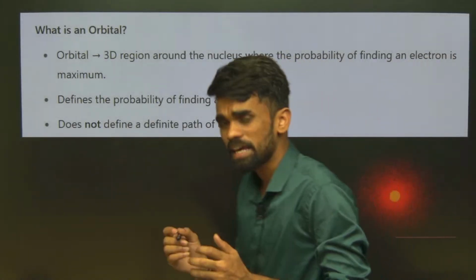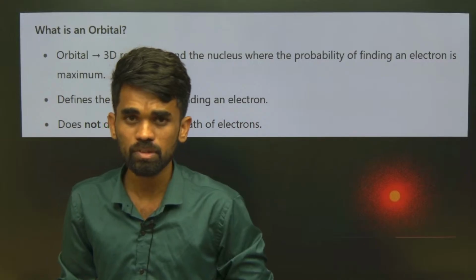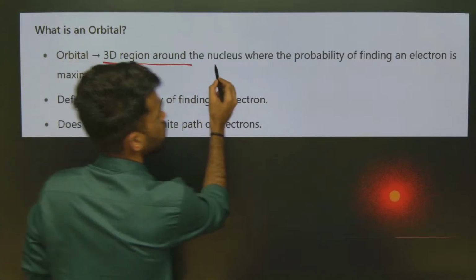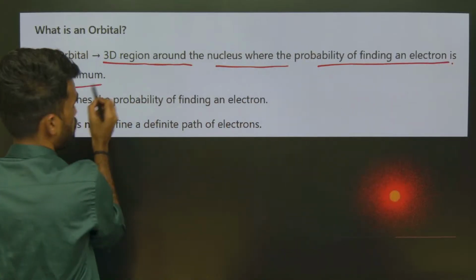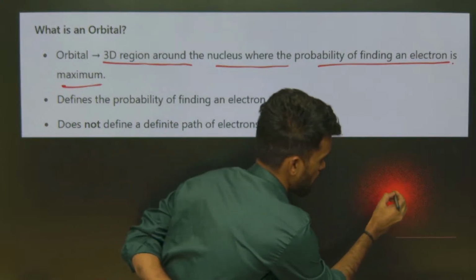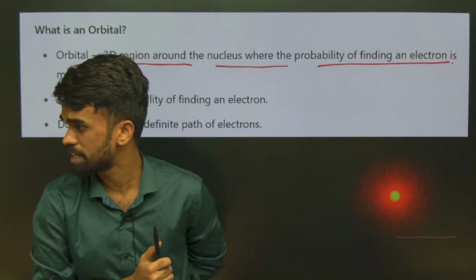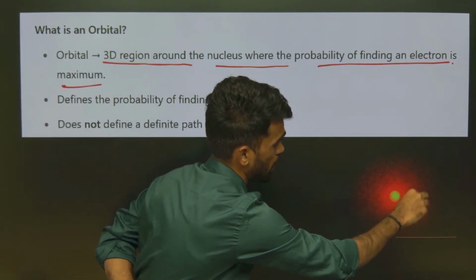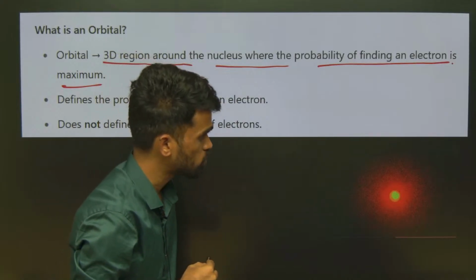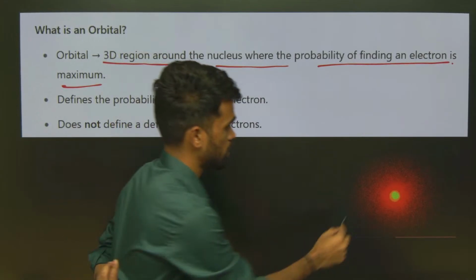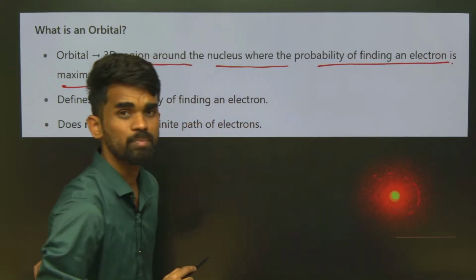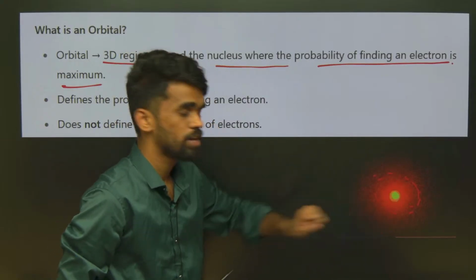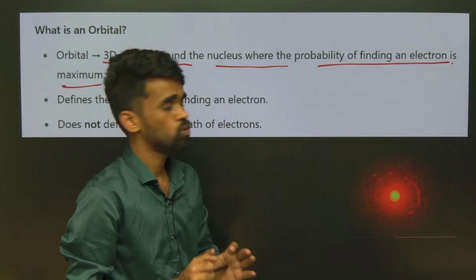Now, what exactly is an orbital? An orbital is a 3-dimensional region around the nucleus where the probability of finding an electron is maximum. For example, in what you are seeing, you can consider this part as the nucleus. This whole region I have highlighted with red color, that high density is the probability of finding an electron. So the 3-dimensional space around the nucleus where we can find the electron is considered an orbital. Hope it is clear.